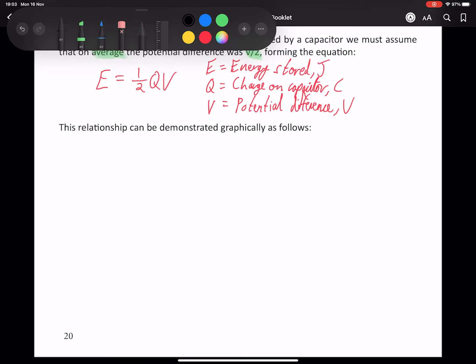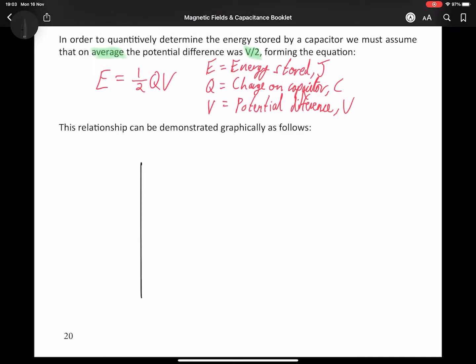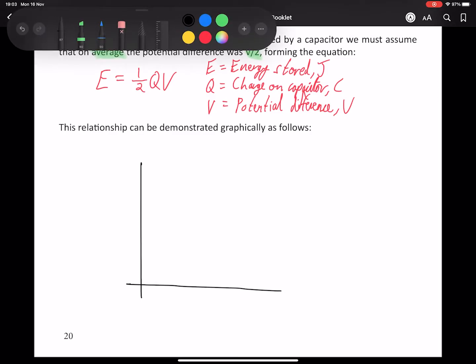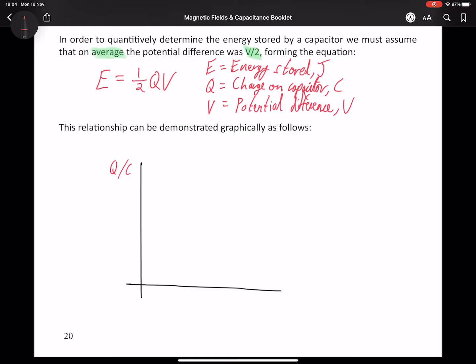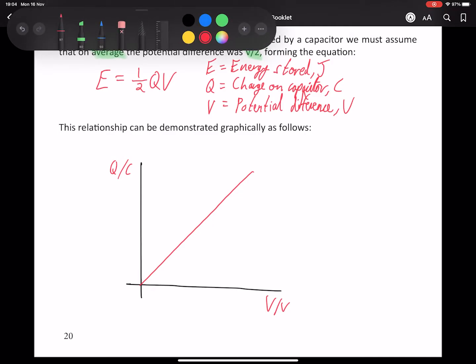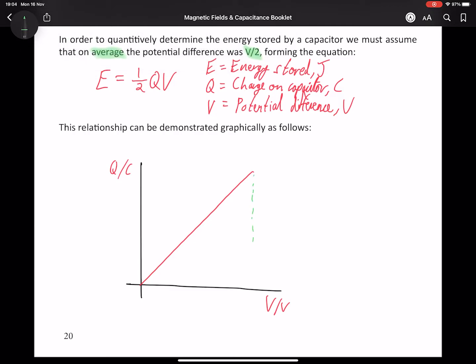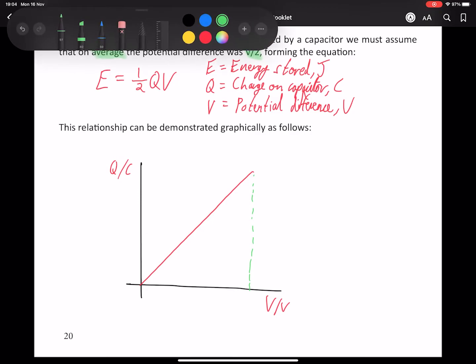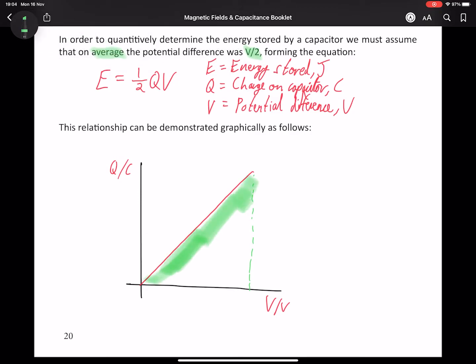Now you'll also be expected to understand this relationship graphically, and again it is something fairly obvious to us. So if we form a fairly straightforward graph, just like we did last time, showing charge against potential difference, we know that we should end up with a directly proportional relationship. Now whilst that gradient is our capacitance, the area under the graph will be represented by Q times V halved, which we know from the equation is the energy stored. So this total area represents the energy stored in a capacitor.